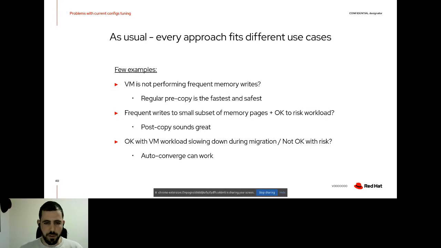So to sum up everything I've just said, with three rules of thumb that are not really 100% accurate: if the VM is not performing frequent writes to the memory, we might prefer using pre-copy migration, which is the safest and fastest in the average use case. If we are having frequent writes to the memory and we're okay to risk the workload, post-copy sounds great. If we don't want to risk anything, but we're okay with slowing down the workload a bit, maybe auto-converge is good.